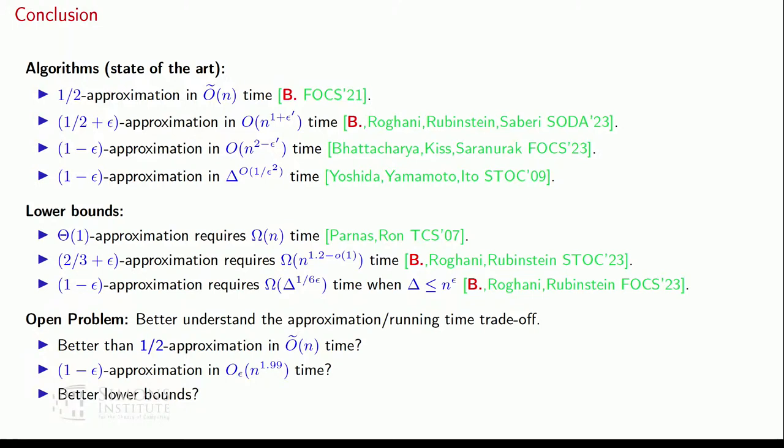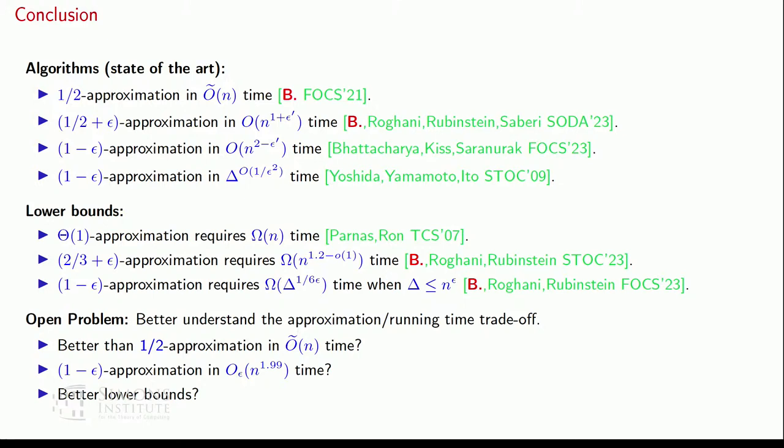So some open problems that I want to mention other than this. Can we get better than half approximation in n time? The best known approximation in order n time remains this half approximation that I just talked about via the greedy algorithm. You can get better than half, but you'd have to pay an additional n to epsilon cost. So obtaining better than half approximation in order n time would be extremely interesting. Or generally improving this lower bound.